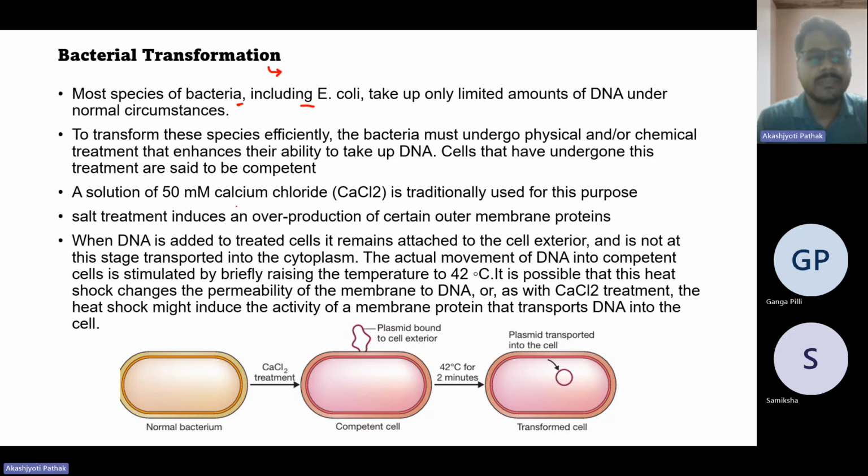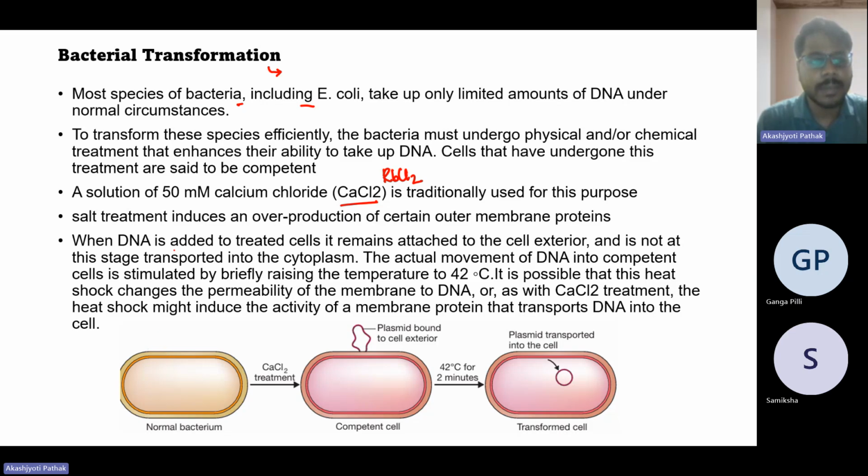In case of bacterial cells, it depends on the host cell. If it is a bacterial cell, then you treat the bacterial cell with calcium chloride, or there are different divalent salts like rubidium chloride and calcium chloride. All these salts are used only in case of bacterial cells. When the bacteria is treated with these types of chemicals, the cell wall that is present in the bacteria somewhat gets loosened.